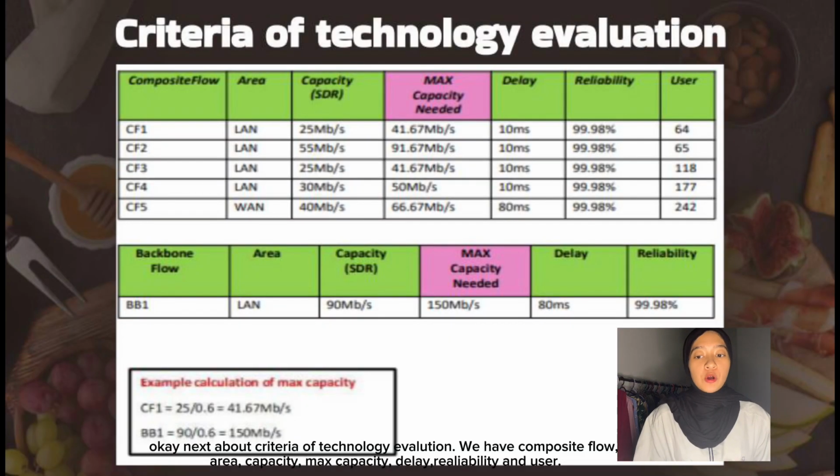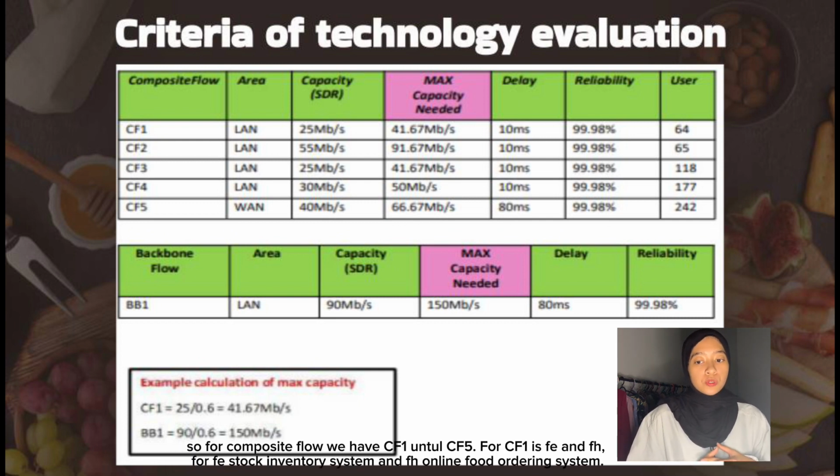Okay, next about the criteria of technology evaluation. We have composite flow, area, capacity, max capacity needed, delay, reliability, and user. For composite flow, we have CF1 until CF5. CF1 is FE and FH. FE is stock inventory system, and FH is online food ordering system.